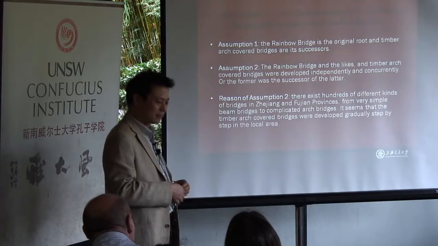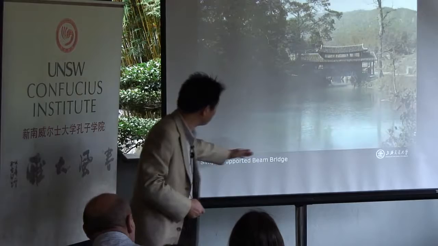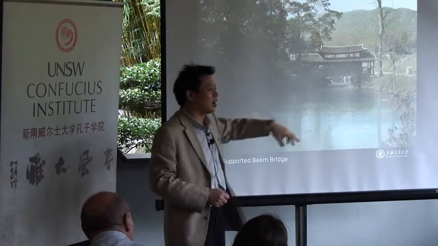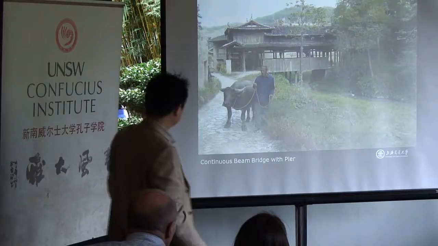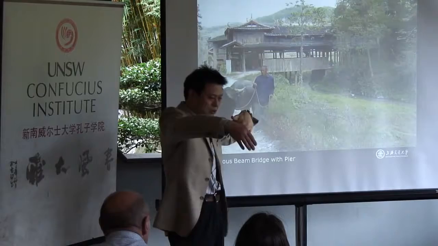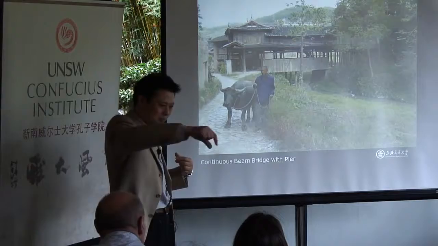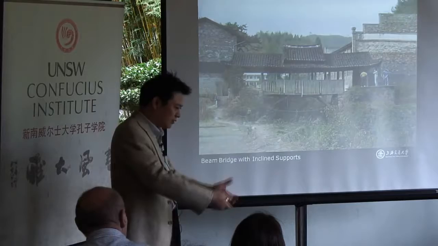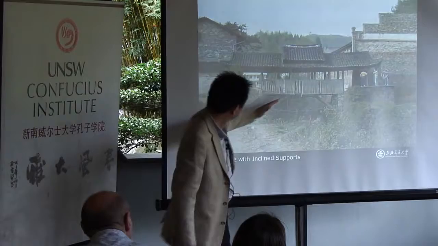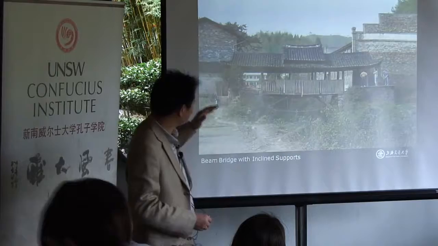I will show some pictures. A simple support beam bridge, like this one. This bridge type is only collected in one county. In Taishun County, there are several types of them. The continuous beam bridge with a pier: when the river is bigger and one simple beam cannot go through to both sides, we use a pier. This is a very simple technology. But sometimes the river is very deep and very big, so we use this one to support it. This is the third kind of bridge.